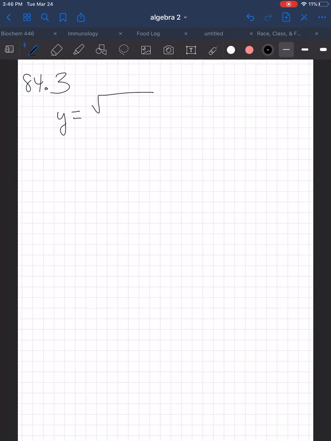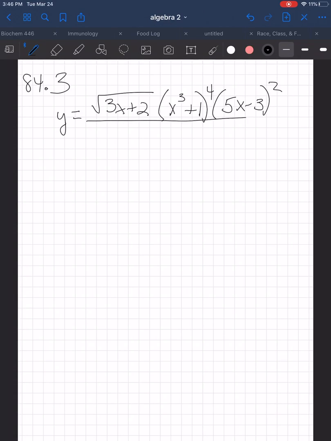So it's the square root of 3x plus 2 times x cubed plus 1 to the 4th times 5x minus 3 squared over x cubed minus 2 to the 5th power. And find dy dx. So why don't you guys start on it for a little bit. I'll give you a couple of minutes before I start it. See how far you can get.